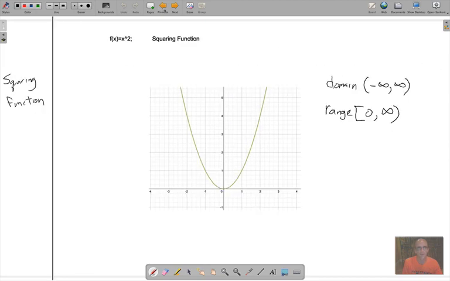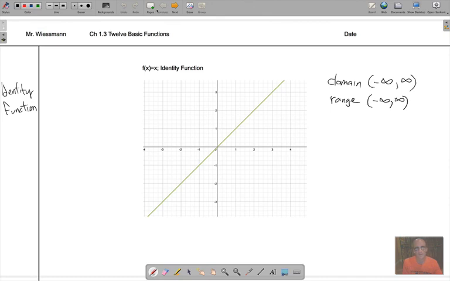But the main thing is I want you to really pay attention to these 12 basic functions and get to know them very well. We will be using them quite a bit in this course.